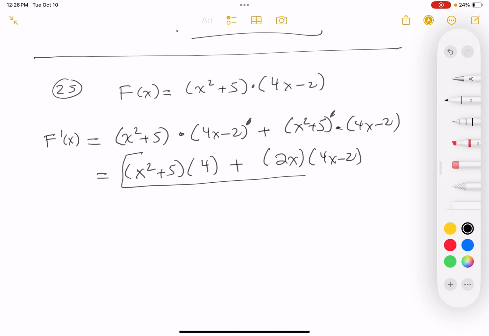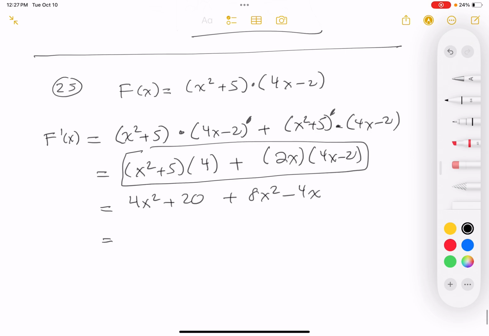Now, for some teachers, that's a good answer. I want to simplify it, though. And as I'm doing that, that's 4x squared plus 20 plus 8x squared minus 4x. What do you get over here? 12x squared, 4 and 8 is 12, minus 4x plus 20. All right, we'll go to the next question.